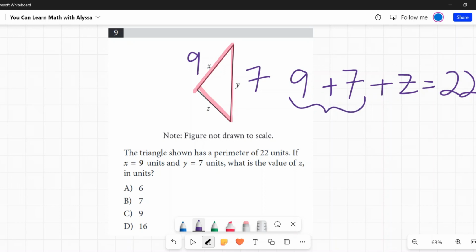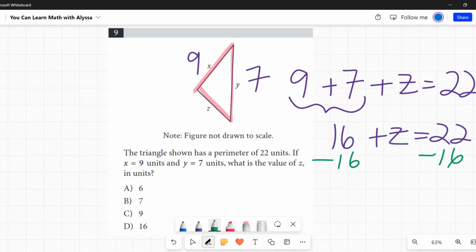I can combine these two like terms. 9 plus 7 is 16. So we have now 16 plus z equals 22. I need to subtract 16 from both sides, and I am left with z on the left, and 22 minus 16 is 6, so A is my answer.